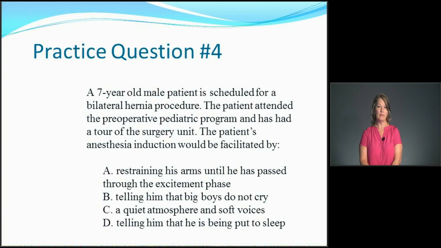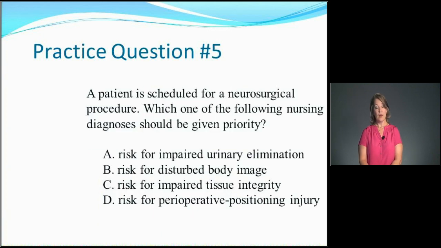So question 5, a patient is scheduled for neurosurgical procedure. Which of the following nursing diagnoses should be given priority? So I can tell you, in certain situations, every single one of these responses is correct. There's a risk for impaired urinary elimination, risk for disturbed body image, a risk for impaired tissue integrity, and there's also a risk for perioperative positioning injury. So which one is the best answer?